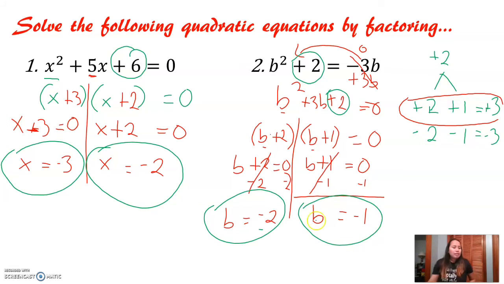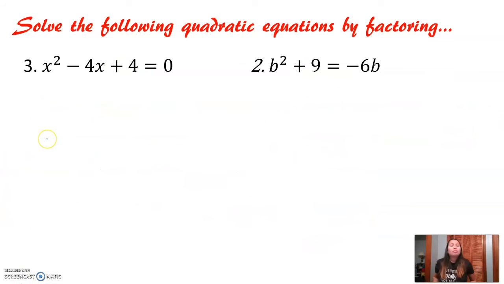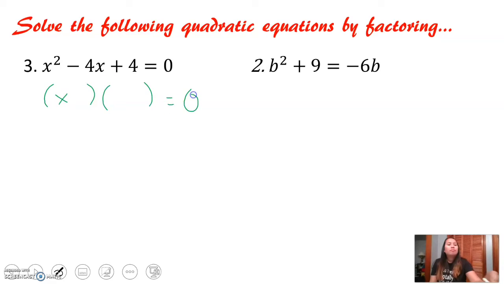Okay, let's proceed to our last 2 problems here. Number 3 is in standard form, so we just have to go right away in solving it. Notice we always start with drawing parentheses and then factoring x squared. And then let's look at the third term, positive 4. The factors would be 4 times 1, those are positive.